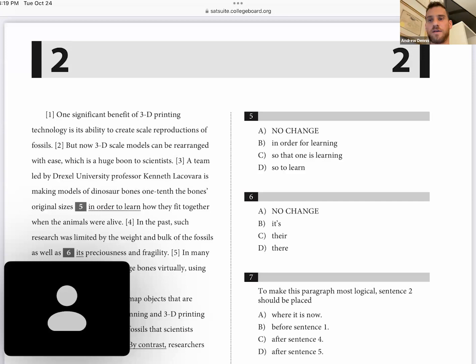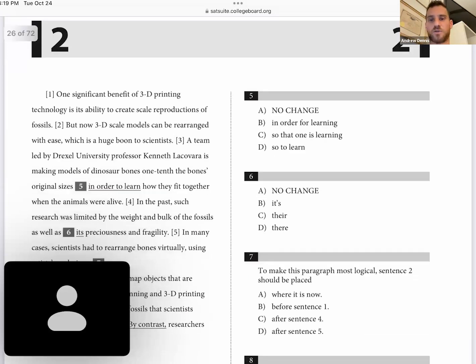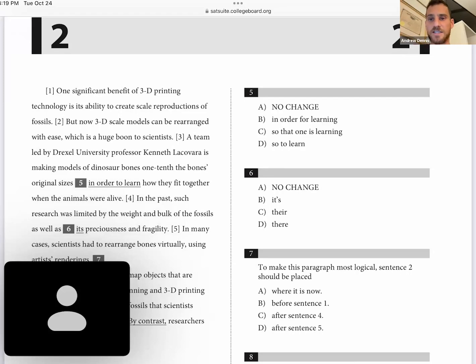It has to be in order. In the past, such research was limited by the weight and bulk of the fossils, as well as its preciousness and fragility, their preciousness and fragility. Well, it can't be D because D is just incorrect. And it's not going to be it's with the possessive. It's either going to be their or its. So when we're talking about fossils, it's going to be their or its.